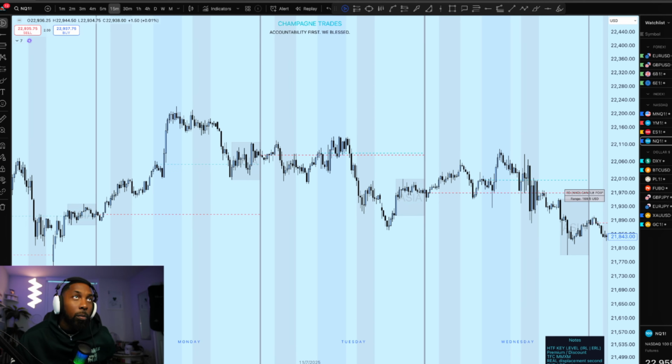So 9:30 open, I don't use that for the daily candle. ICT says you shouldn't use that either. I don't know if y'all meant 8:30. Just I'm talking Eastern Standard Time.